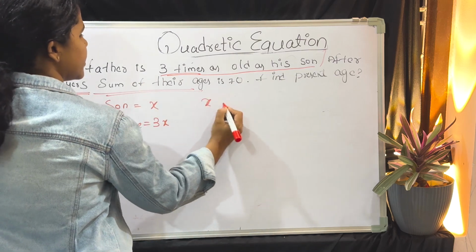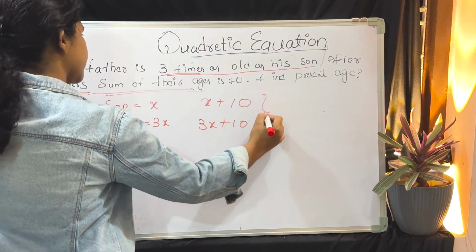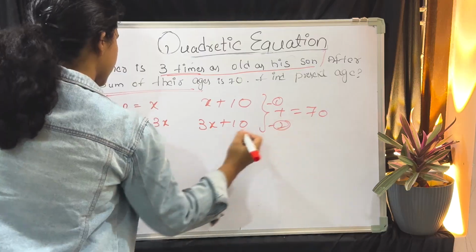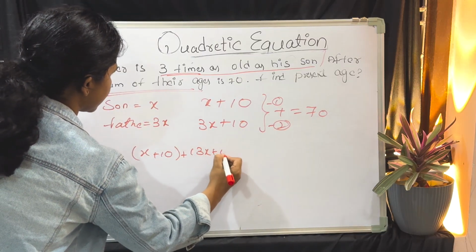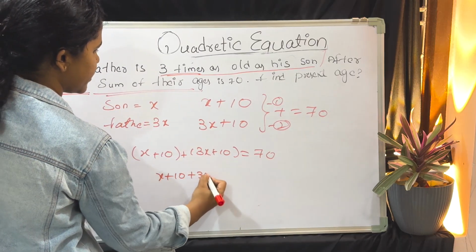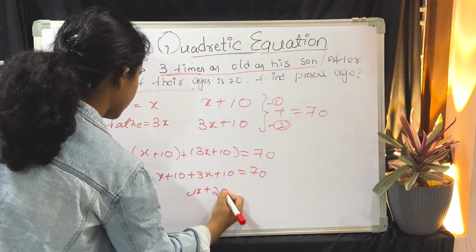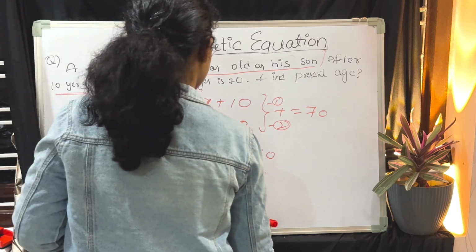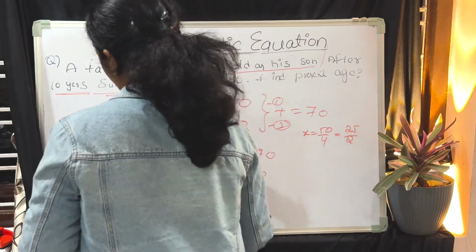See, what is given? After 10 years means the son after 10 years and the father after 10 years. The sum of their ages is 70. So, x plus 10 plus 3x plus 10 is equal to 70. 4x plus 20 is equal to 70. 4x is equal to 50, okay, 70 minus 20. x is equal to 50 by 4, 25 by 2, which is 12.5.